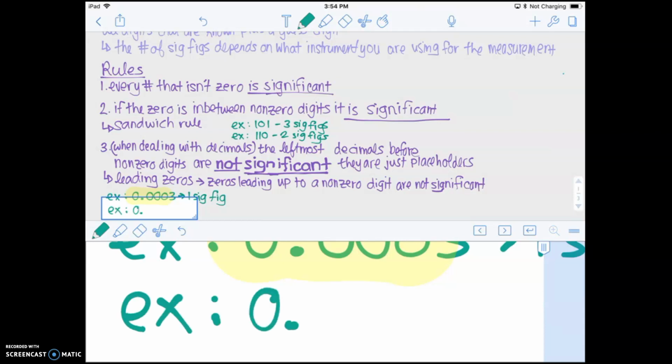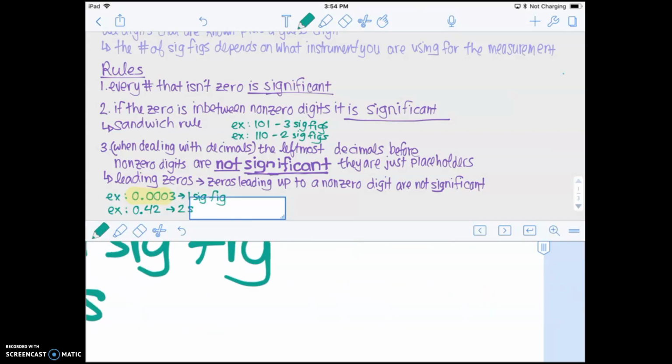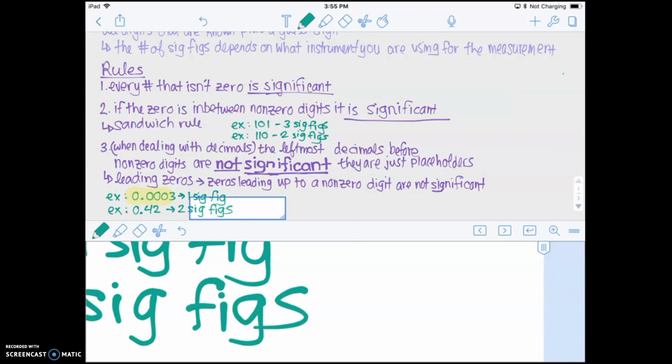Now, if you were given 0.42, that first 0 is leading up to the 4. So it does not count. So right now, that's just 2 sig figs. Whoops, let me go back there. So again, first example of them. Let's see if that makes sense.